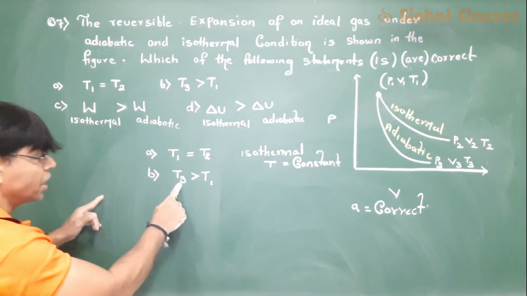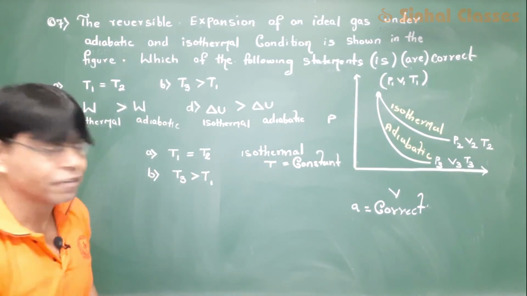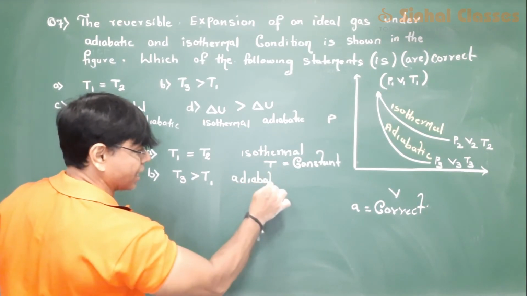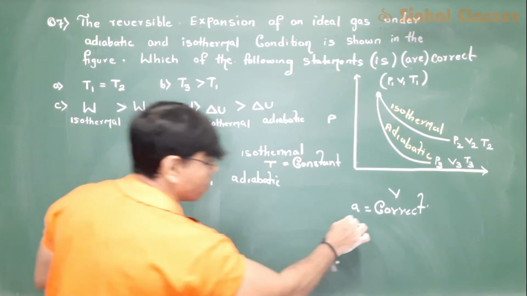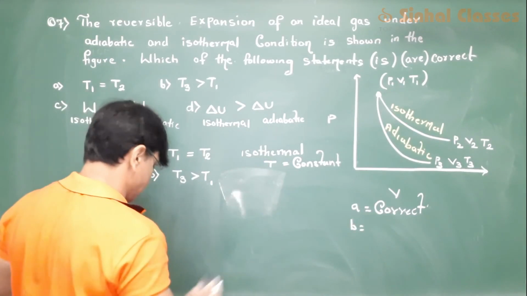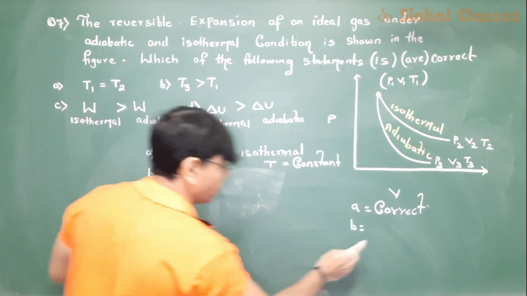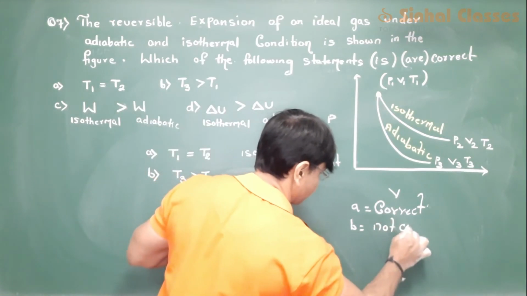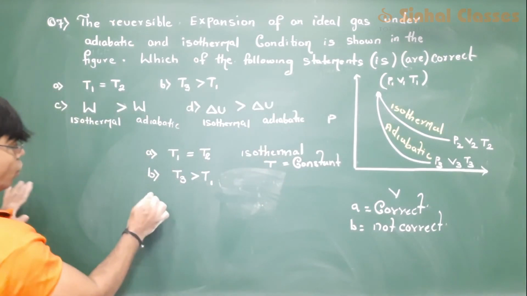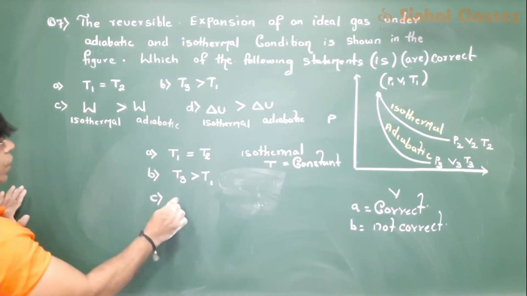But here it is given T3 is greater than T1 for the adiabatic process. This is false. So B is not correct. B is wrong.